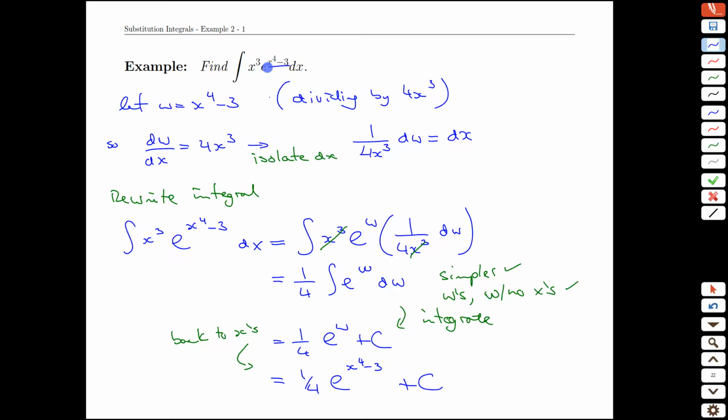Even though this integral looked hairy to start with, by just choosing the appropriate substitution, we transformed it very easily into a simpler integral that we could evaluate and then just work our way back to x's.